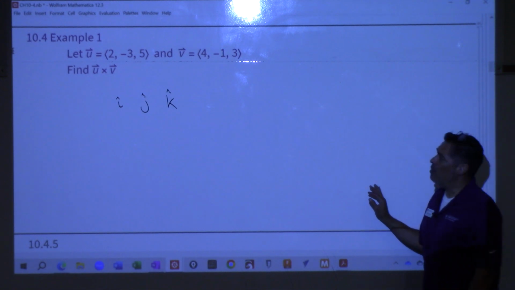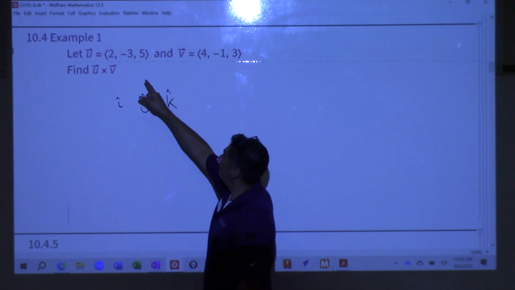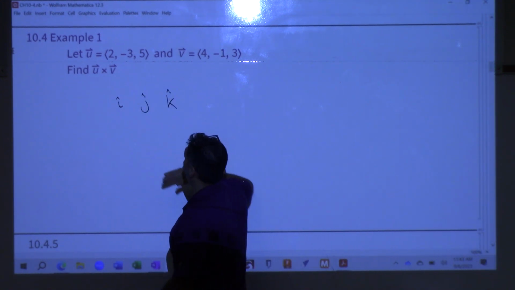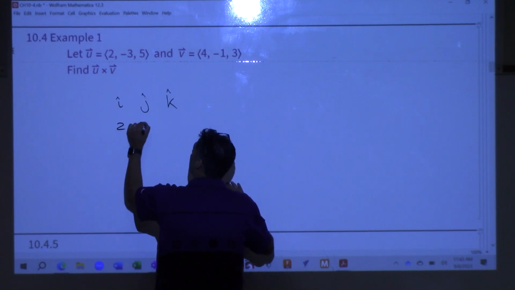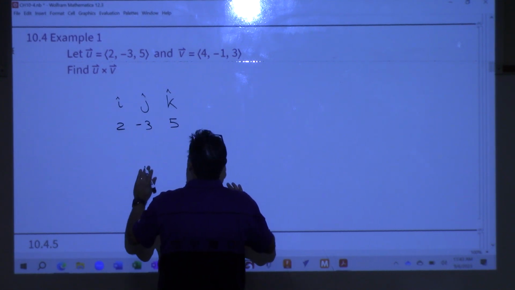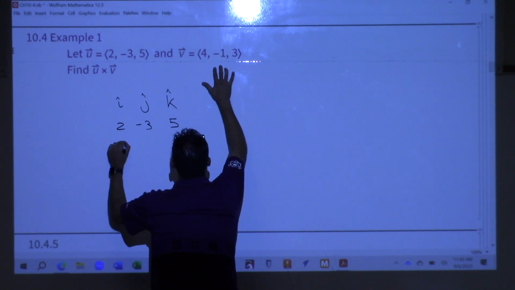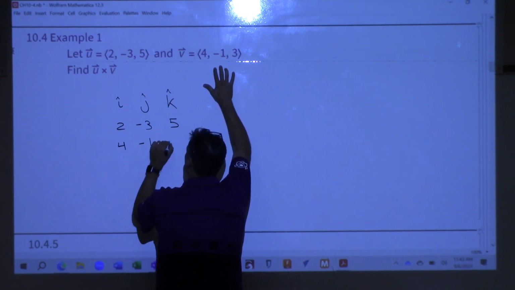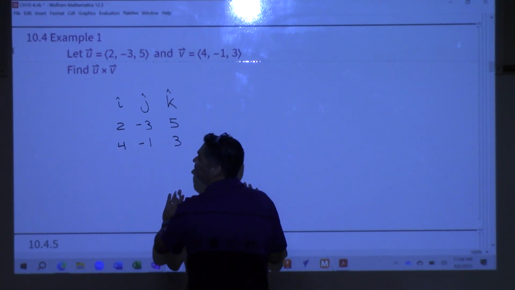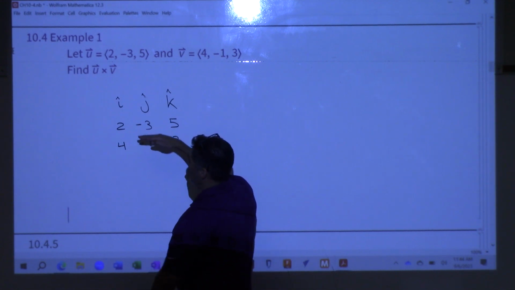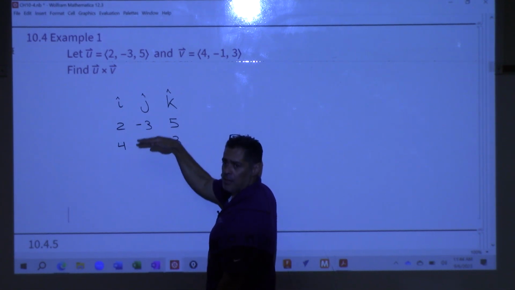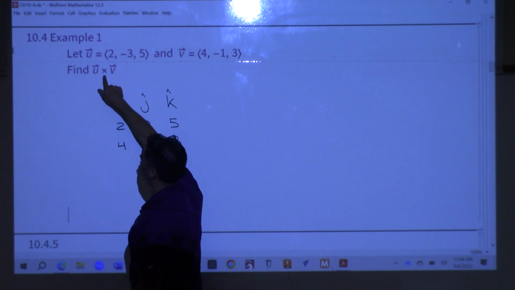Underneath that, I'm going to write the two vectors like rows. So I'm going to have 2, -3, 5. Those are the components of u. And then I'm going to take 4, -1, and 3. Notice I did u first, then v, because I want u cross v.